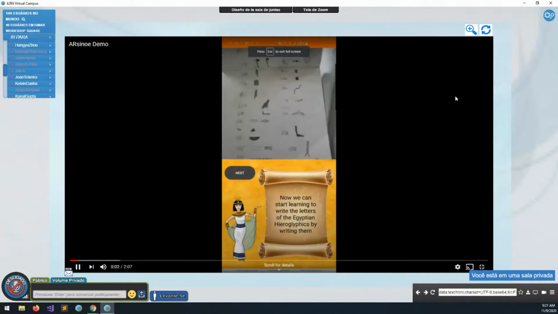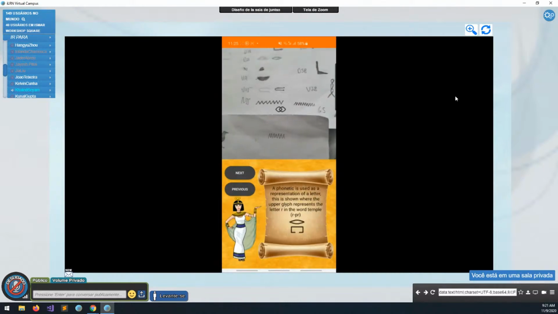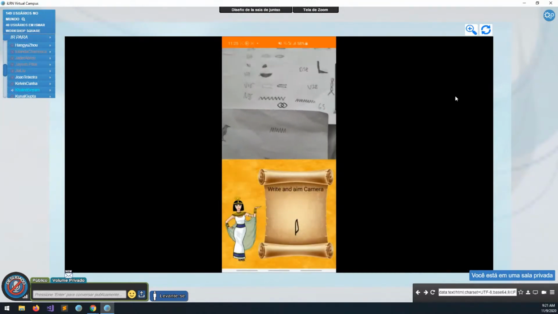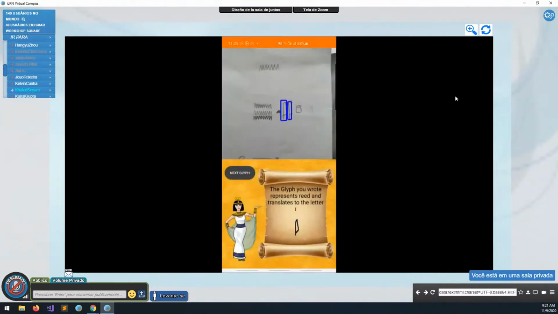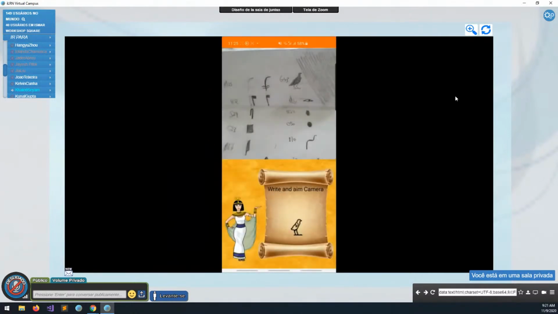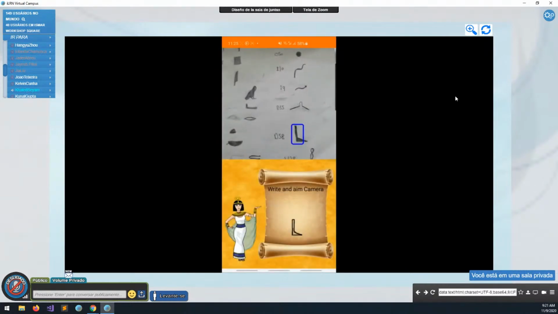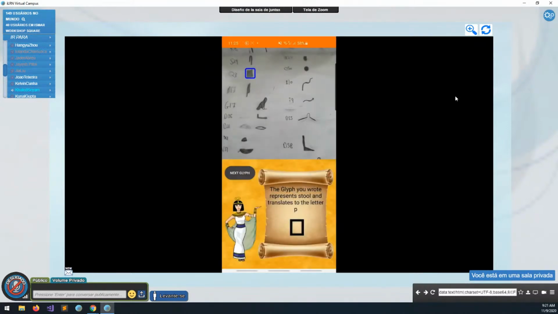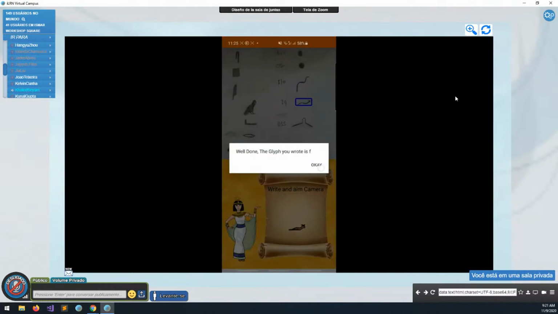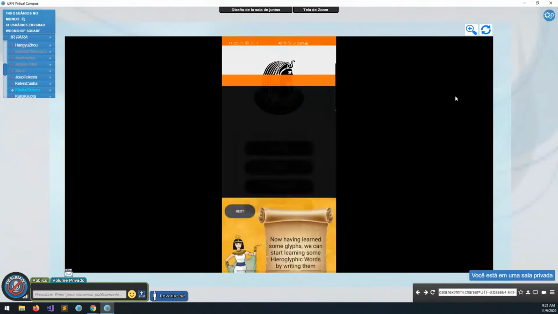Yeah, that's it. So in the application, as seen, you first get to learn the glyphs, which are the alphabet of the Egyptian hieroglyphs. You first get information about the different glyphs and their interpretation, and then you're asked to write the glyph and aim the camera at it. After you do that, you get a response from the application telling you the transliteration of this glyph, which is the English letter representing it, and also the meaning of this glyph in ancient Egypt.